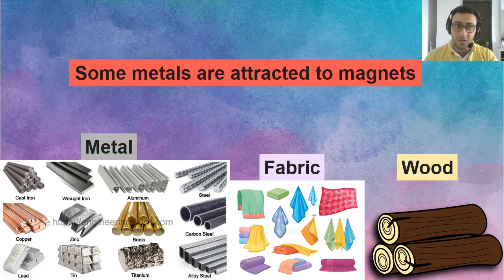Very good. Now, some metals are attracted to magnets. These are metals. Look at here. Brass, tin, titanium, steel, lead, copper. These are all called metal. Now, this is, for example, fabric. This is wood. These are different materials. But the material that mostly gets attracted to magnets is metal.